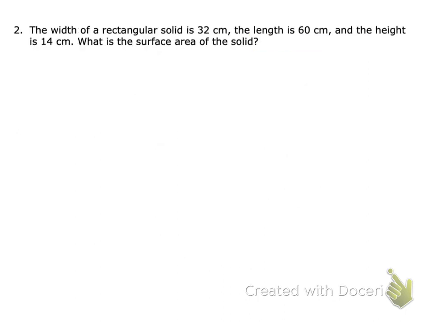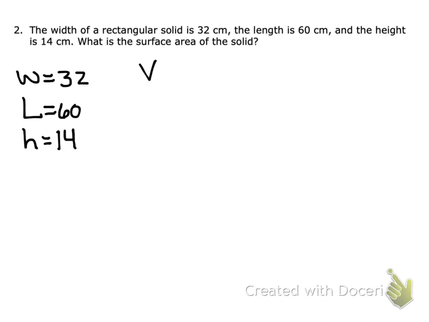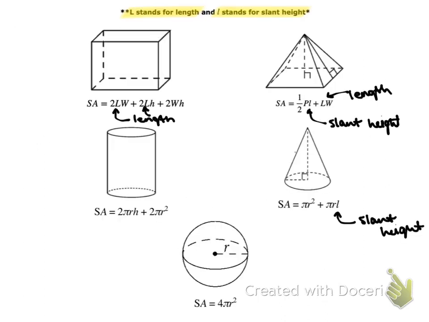All right, example 2. The width of a rectangular solid is 32 centimeters. The length is 60 centimeters. The height is 14 centimeters. That looks like a W. What is the surface area of the solid? All right, so rectangular solid, also called prism. Our surface area, we are finding, did I write surface area on all these? Okay, good.